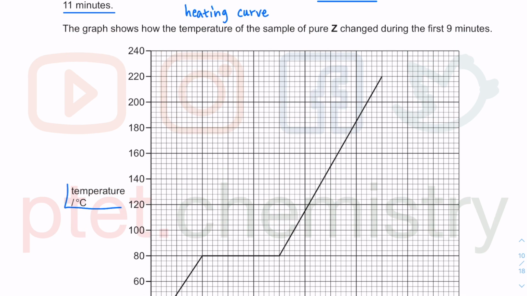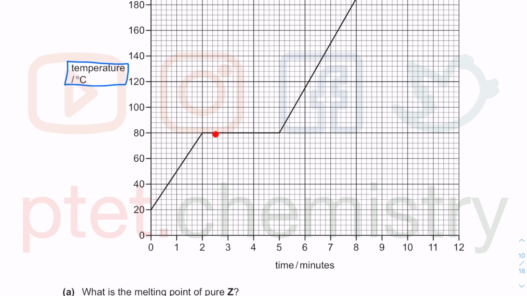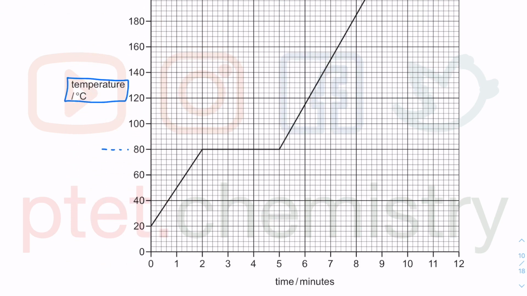So on our y-axis, these are the temperature. We could see the change of state as these are the flat lines here. And we were told that they started out with pure solid, so this must be the solid region.